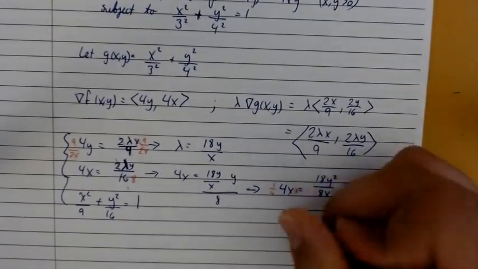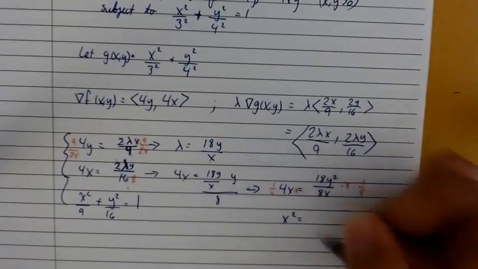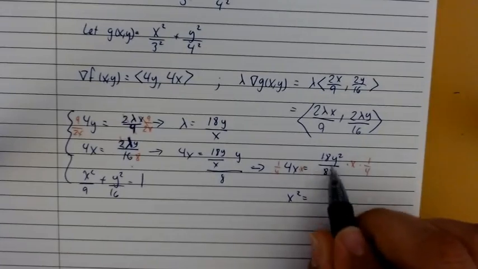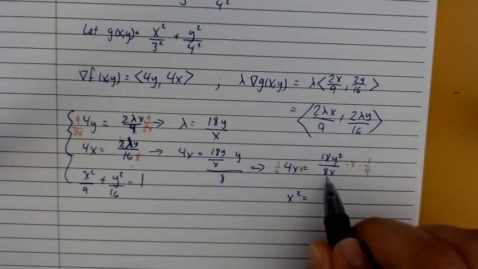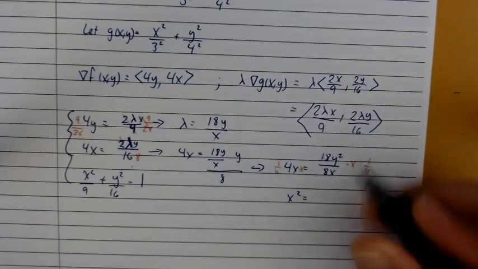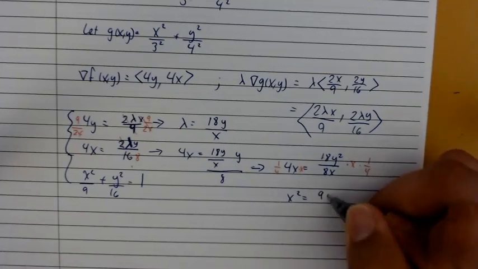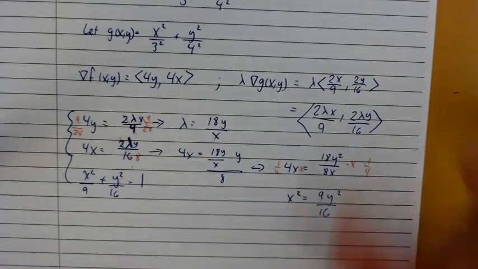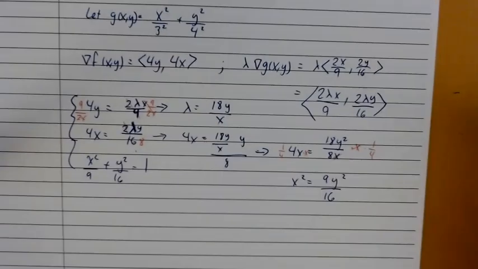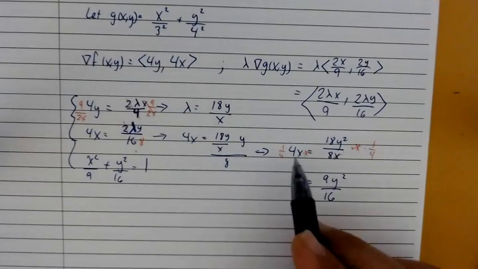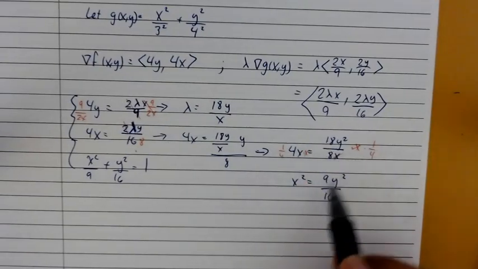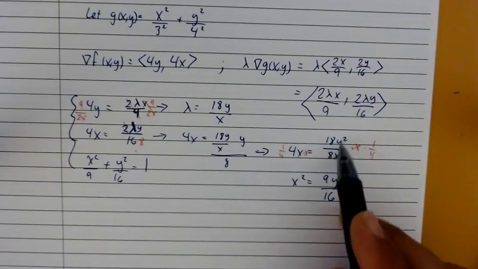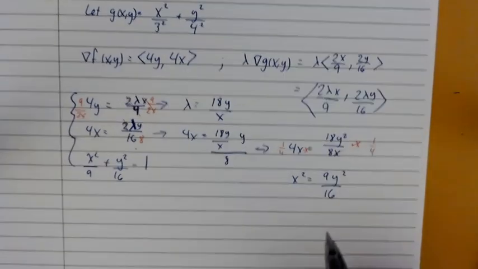So that'll give me x squared equals, let's see, 18 over 8, that's 9 over 4 times another 4. So that'll be 9y squared over 16. Here, these divided away, so it gives me x squared. Here, the number's reduced to 9 over 16, y squared. The x's have divided out.